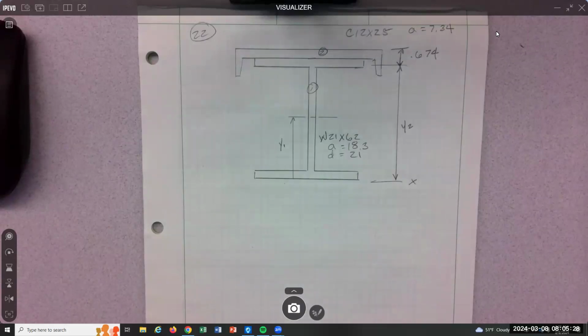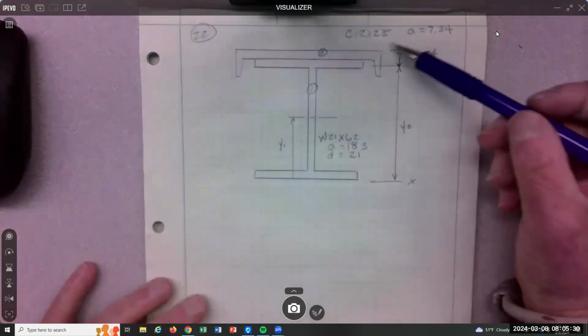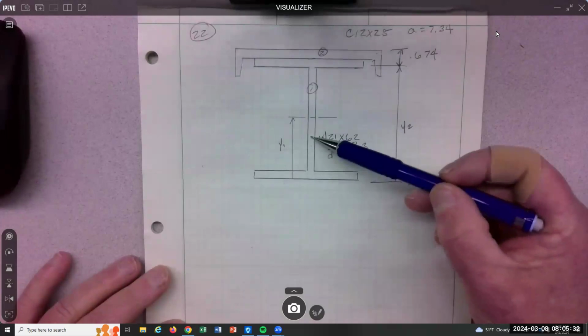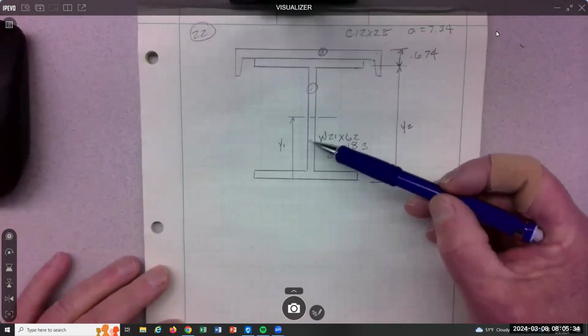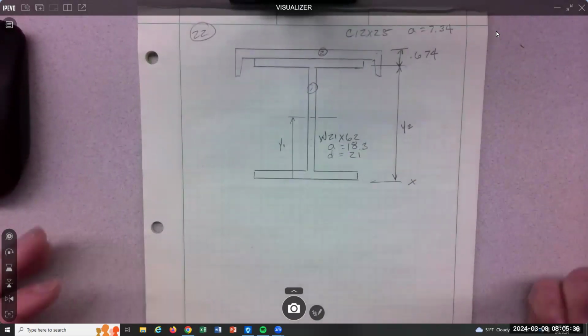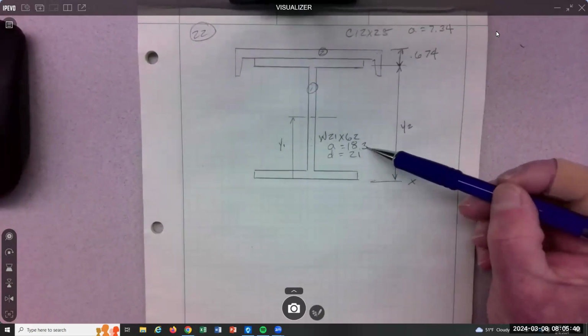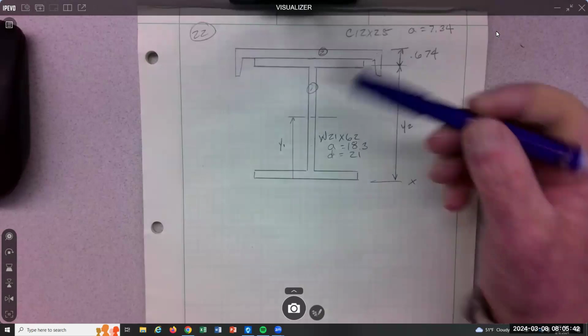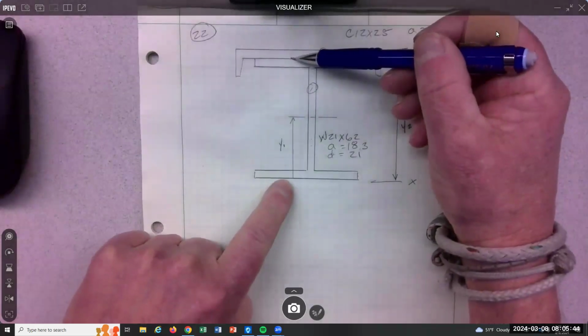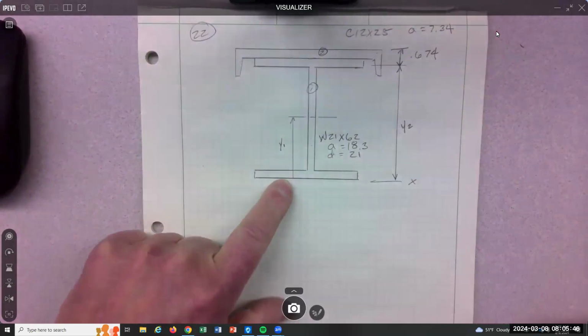22, two structural steel shapes. Got a C shape and an I shape. This is actually a W shape, a wide flange. 21 by 62, look up the area. I got 18.3. Look up the D distance, which is top to bottom, at 21.